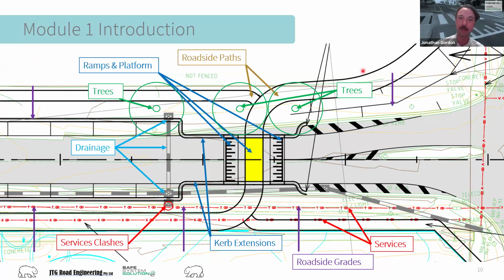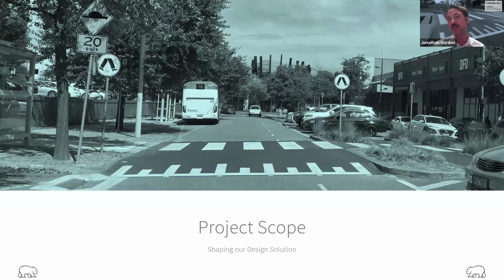Managing all of these things is a big part of what a project needs to be. And already, hopefully, I'm illustrating that a raised safety platform project grows quite quickly beyond the road itself and starts to need to consider various other elements. Okay, so that's just a quick overview. Let's jump into actual project scoping though.